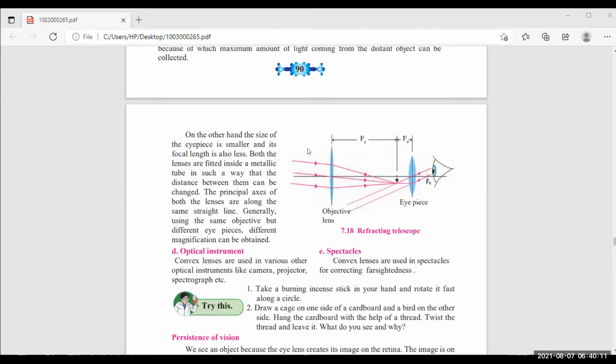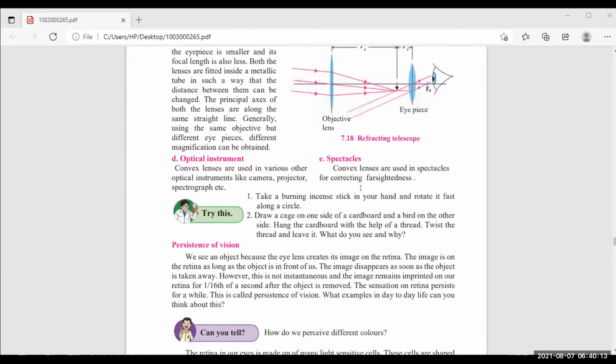So now optical instruments, their spectacles, we know that. Conic lenses are used in various other optical instruments like camera, projectors, spectrograph. Okay, where is it used? In the camera, projector and spectrograph. And you will see in spectacles, both convex lens as well as concave lens are used. Okay, but convex lens is used maximum time for correcting farsightedness. Remember this, for correcting the farsightedness, and concave lens is used for correcting the nearsightedness.